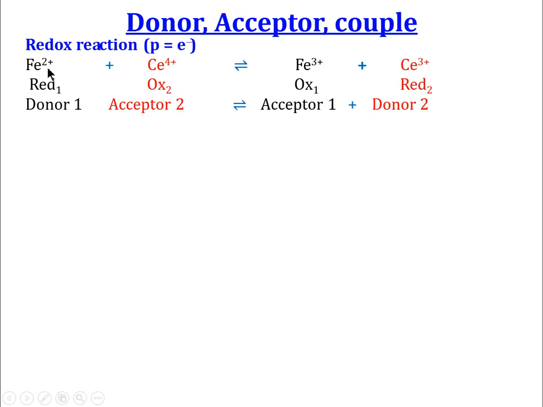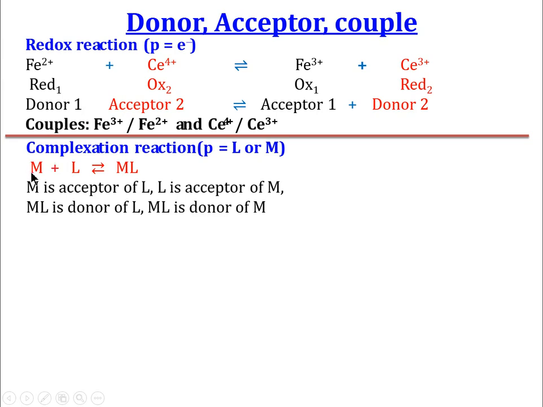Fe2+ minus one electron; this electron is received by Ce4+. When Fe2+ loses one electron, it is transformed to Fe3+. And Ce4+, when accepting this electron, Ce4+ plus one electron, is transformed to Ce3+. Also in this reaction, we have donor plus acceptor giving acceptor plus donor, and we have two couples, Fe3+/Fe2+ and Ce4+/Ce3+. This is in the redox reaction.